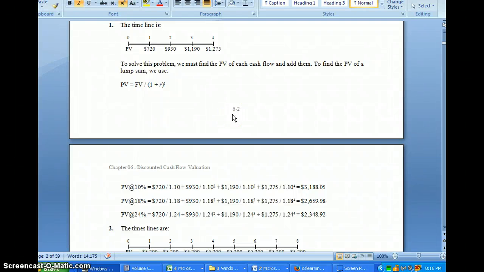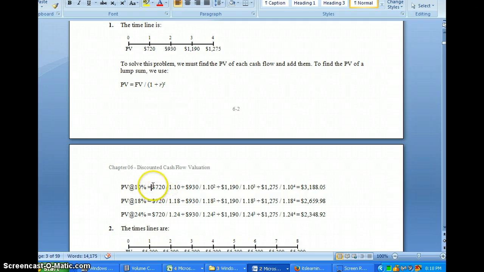We're going to start with problem number 1. We're going to try to figure out the cash flow, the present value at 10, 18, and 24%. So these are the 4 cash flows right here for year 1 through year 4, and we're going to solve using 10% right here.